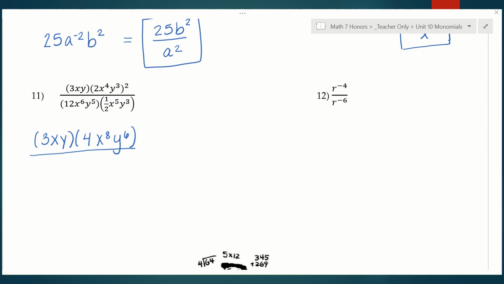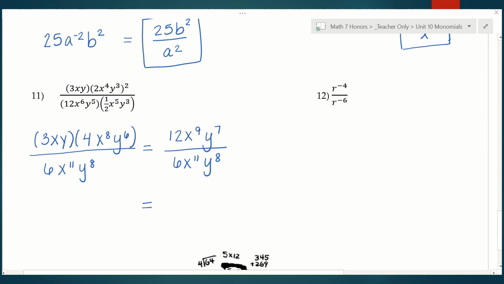And while we're doing this, why don't we go ahead and multiply the two monomials in the denominator. So 12 times 1/2 is 6, and then we would get x to the 11th and y to the 8th. All right, then we can go ahead and multiply the numerators. So I'm going to get 12x to the 9th, y to the 7th, and I'm just going to bring over what I just got in the denominator.